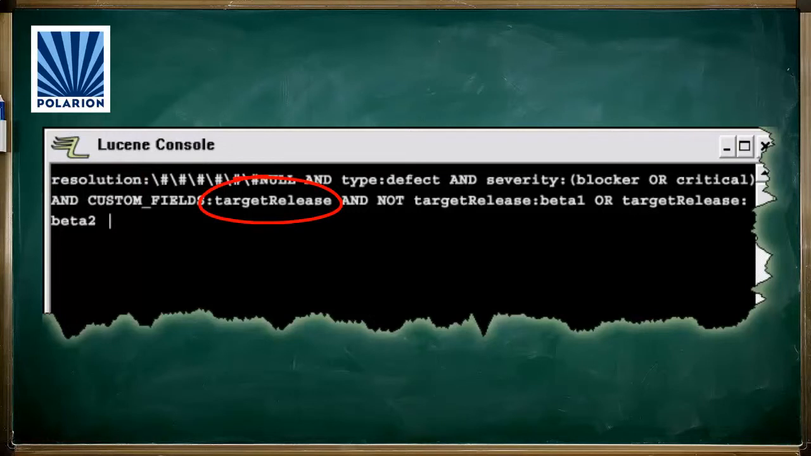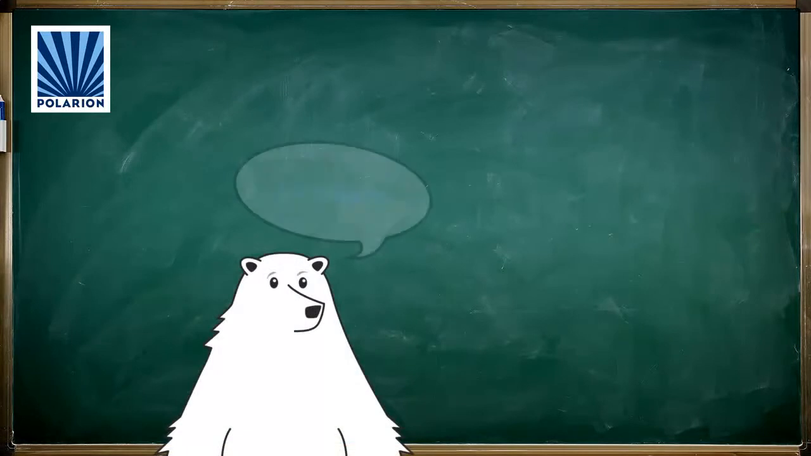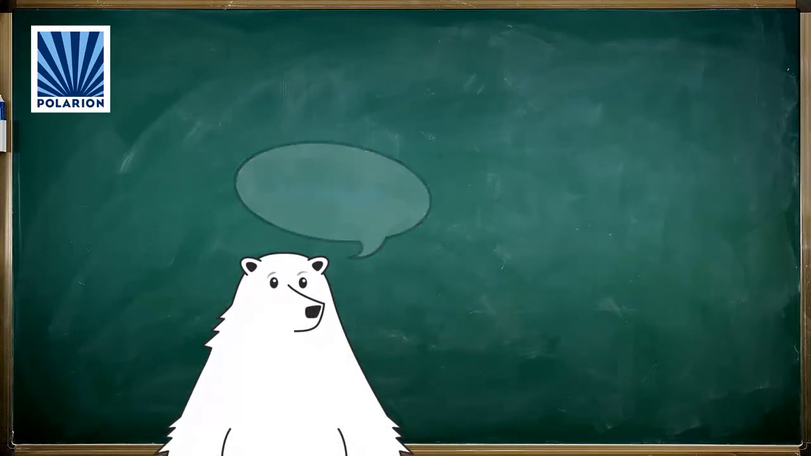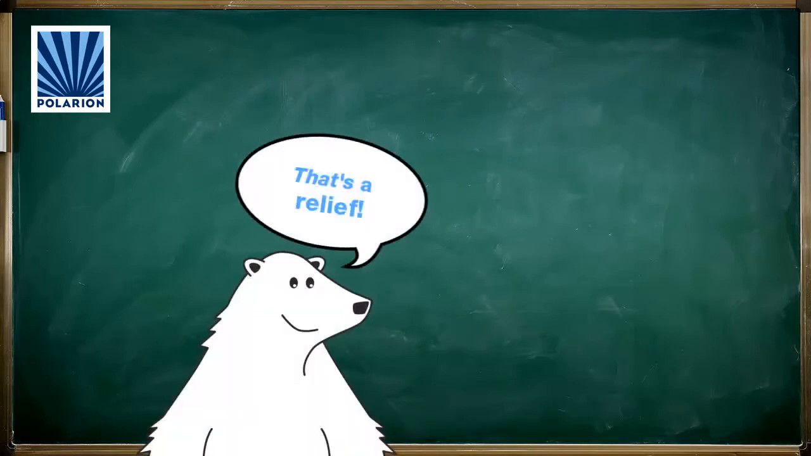Now, if you know all this, you can use Lucene command line queries to find Polarian work items. But if you had no idea Lucene even existed until now, chances are you'll still be able to find the work items you need. Let's take a look at how to get started.